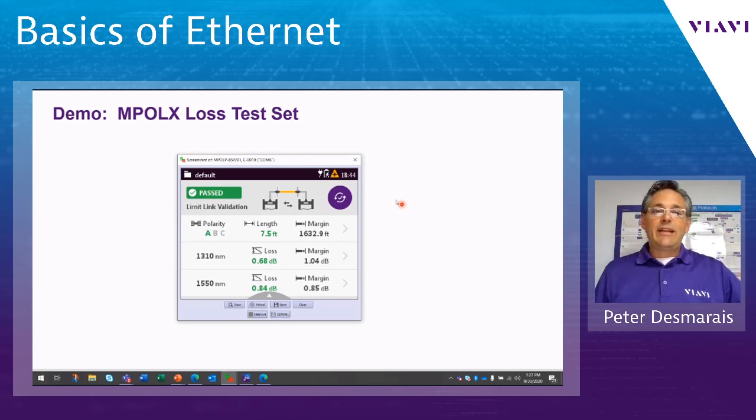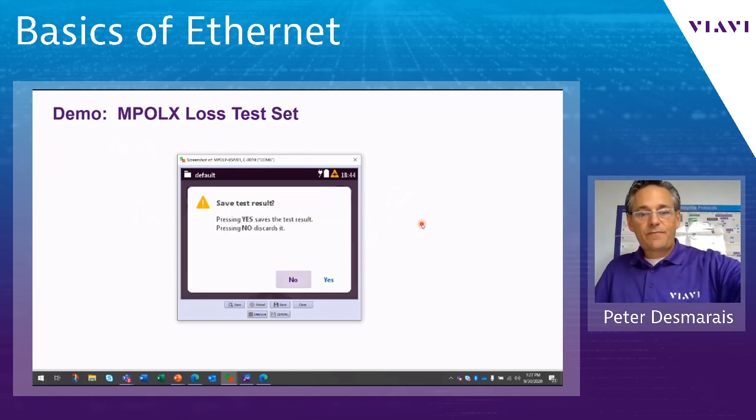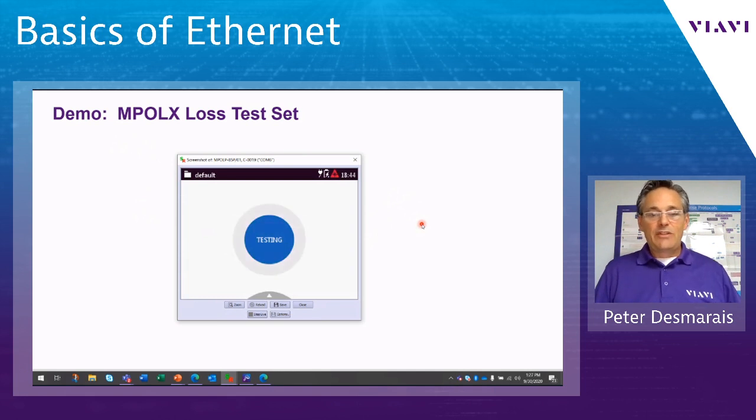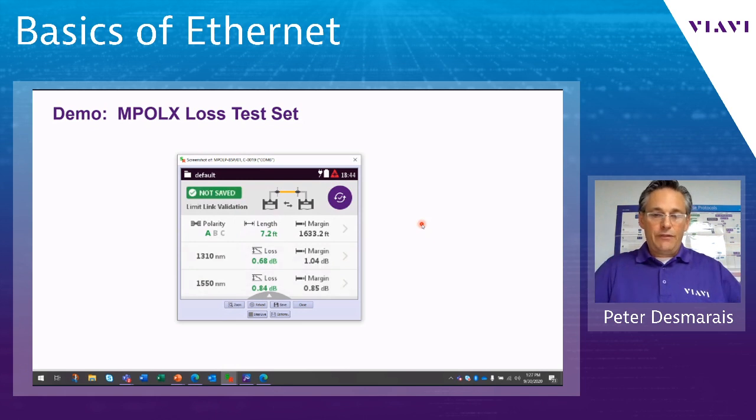The other tool is an optical loss test set. This one that I'm demoing here is an actual screenshot of my MPO-LX, an MPO optical loss test set. If I hit the start test button, it's going to ask me if I want to save the result that I just had. I'm going to say no, and it's going to run a test. An optical loss test set is going to give you length, loss, and polarity. These are designed to give you an overall loss of the fiber run that you're testing.